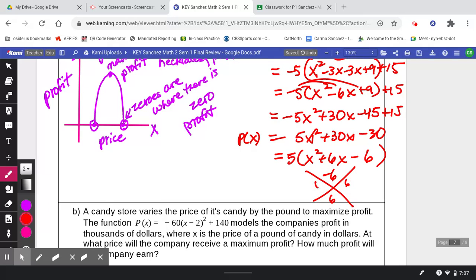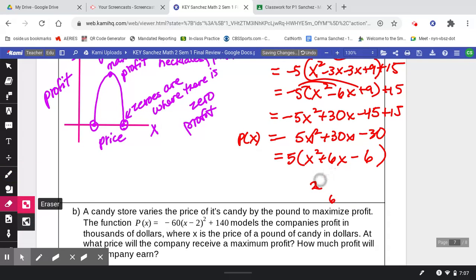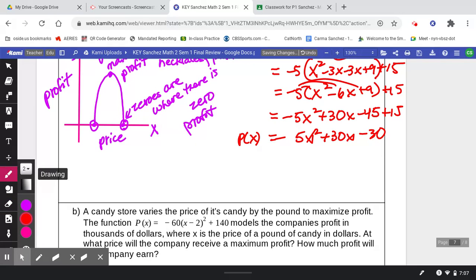1 times 6 wouldn't work. 2 times 3 wouldn't work. It is not factorable. So if it's not able to be factored, we're not going to get any whole number integers. We're going to get some radical or decimal answers. So we've got to use the formula or completing the square. So I'm going to go formula.